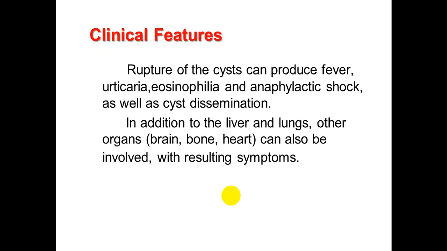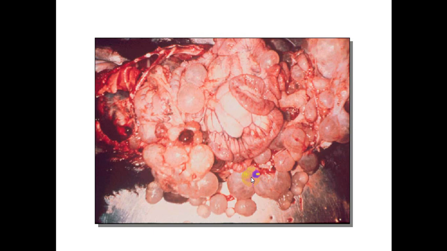Continuing clinical features, rupture of the cyst is a very serious complication. It can produce fever, urticaria, eosinophilia, and anaphylactic shock. Could be a fatal disease, as well as cyst dissemination. At which time can the cyst rupture? Whenever you have trauma to the chest or to the liver. And the most important time for cyst rupture is during operation. In addition to liver and lungs, other organs, brain, bone, heart, can also be involved, resulting in pressure symptoms.